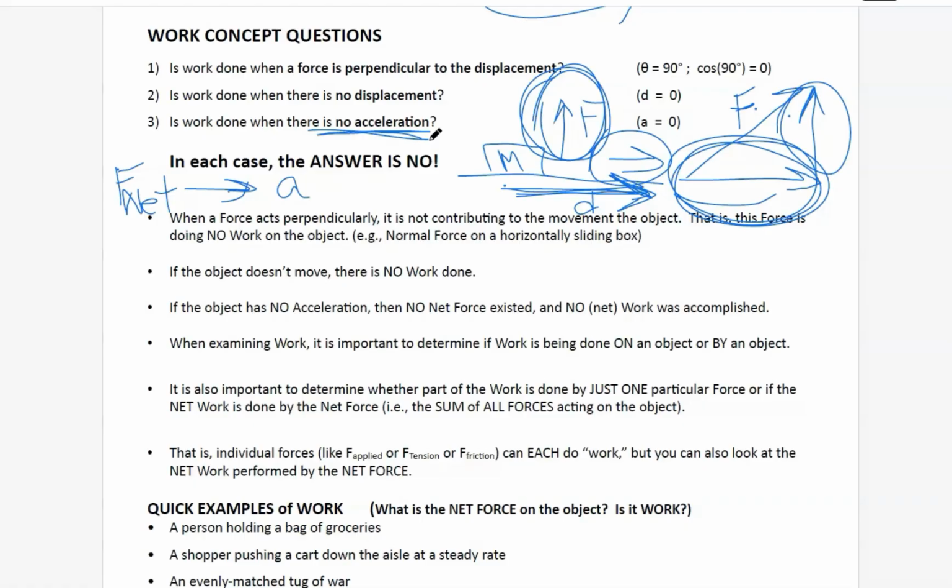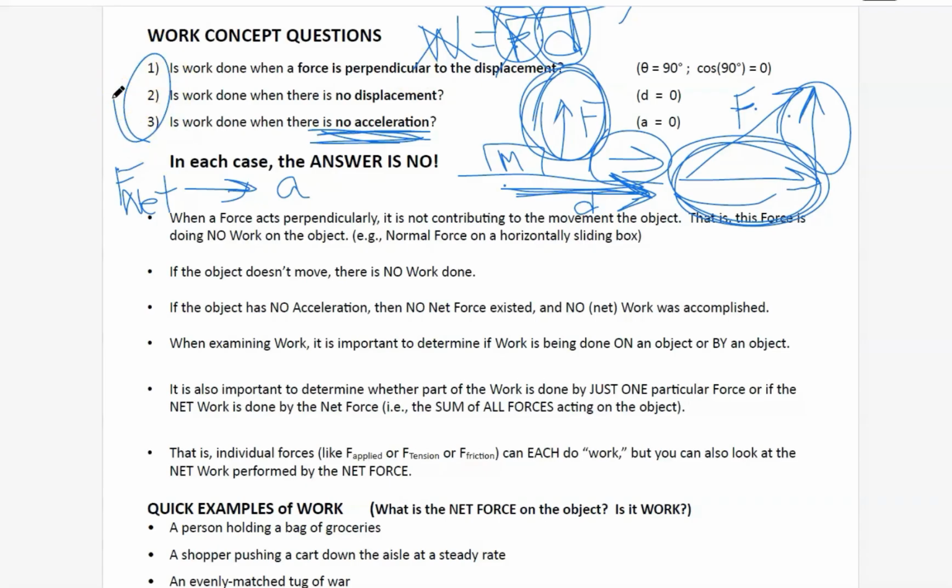So remember, work is equal to the force in the right direction times the distance you're traveling, the displacement. You're moving this object. If there's no force in the right direction, there's no work. If there's no distance, no displacement, there's no work. If there's no acceleration, there's no force, and therefore there's no work. All three of these result in no work.